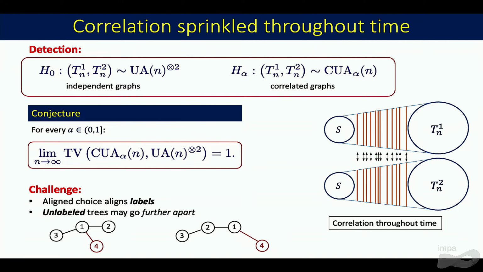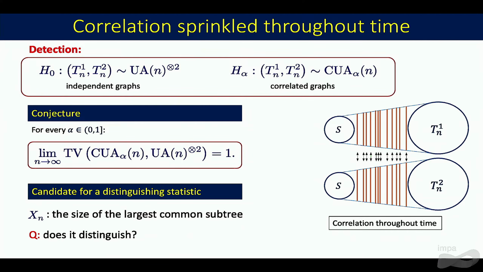One challenge is that this aligned choice is really through the labels. Once you have unlabeled trees, this can make the unlabeled trees go far apart. So this is one example. 3, 1, 2 and 3, 2, 1: both are just a path of 3 nodes. But now vertex number 4 connects to vertex number 1. Then here, this becomes no longer a path, and here, this stays a path.